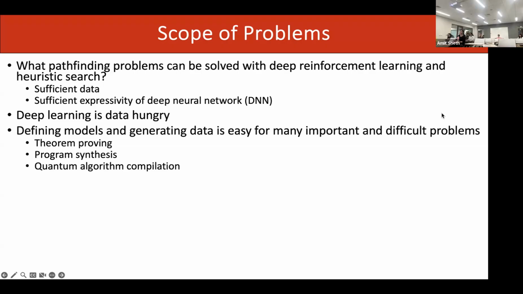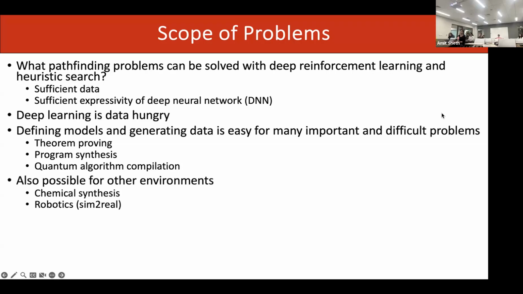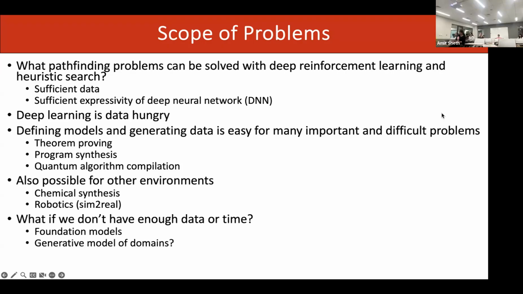Now, there are certain problems where it's really easy to generate data because you can do this all in simulation. So, theorem proving, program synthesis, quantum algorithm compilation, you can just generate data. It's fine. You can generate billions of examples. There are other environments where you can generate data. The data might not always be precise, but there are methods to account for that. So for example, with chemical synthesis, you can simulate what will happen in chemical reactions. For robotics, there's something called sim to real, where you do something in simulation and then try to transfer it onto a real robot. And if it's in simulation, you can gather a lot of data.